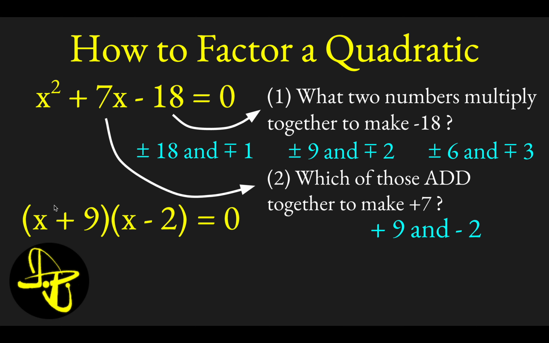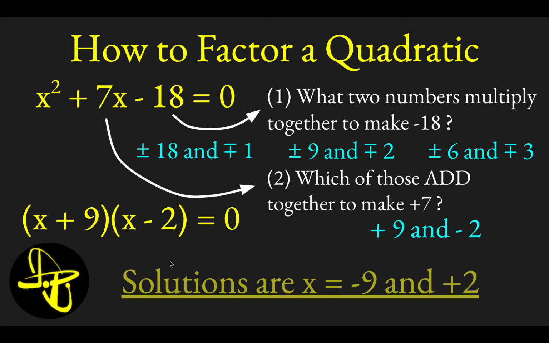Now you can double check if that's the case by going backwards and doing FOIL to multiply these together. And you can see x times x would give you x squared. Negative 2x plus 9x would give you 7x. So the outer and inner terms would give you this central term with the x. And then the last terms would be 9 times negative 2, which gives you minus 18. So this is properly factored. Now that we've taken it this far, to actually solve the equation, this will be 0 if either x is negative 9 or if x is positive 2. And so that would solve the equation.